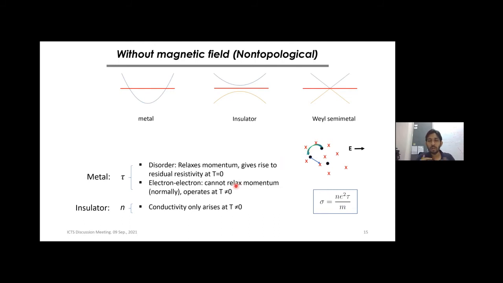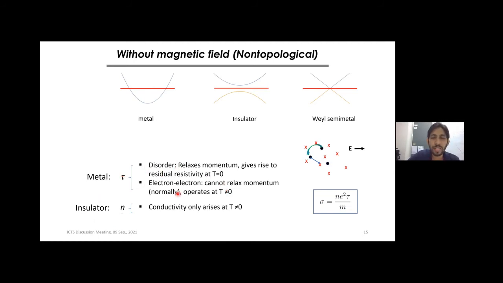Now you see, under normal circumstances, this is an internal force, and they cannot really relax momentum, because once you put an electric field, the electron gas as a whole, the center of mass, will just get accelerated. So in itself, it cannot relax momentum. It can only operate once there is some other degree of freedom, like disorder, helping you to relax the momentum, right? Of course, I'm talking about the normal circumstances. There are situations where it can also work, which goes by the name of Umklapp, but let us not get into that. I just want to focus on the normal electron-electron interaction, okay? And this typically operates at T not equal to 0. So that's my metallic picture.